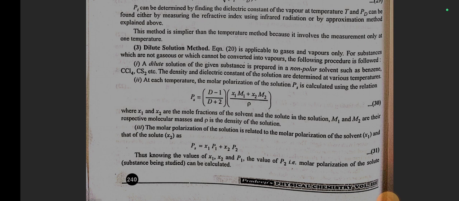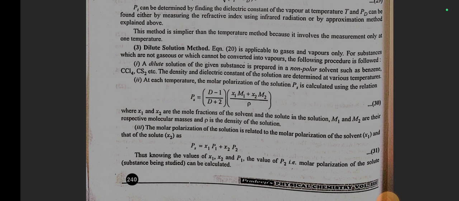Number 3. Dilute solution method. Equation 20 is applicable to gases and vapors only. For substances which are not gaseous or which cannot be converted into vapors, the following procedure is followed. Number 1. A dilute solution of the given substance is prepared in a non-polar solvent such as benzene, CCl4, CS2, etc. The density and dielectric constant of the solution are determined at various temperatures.